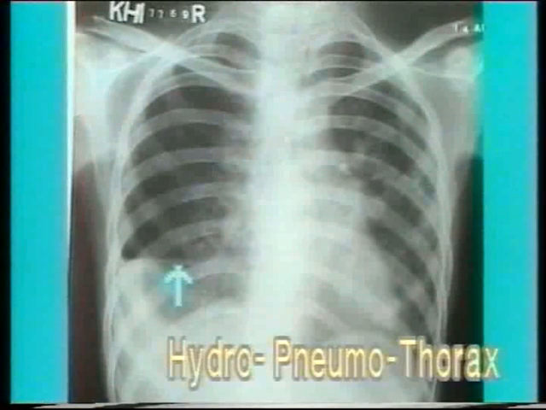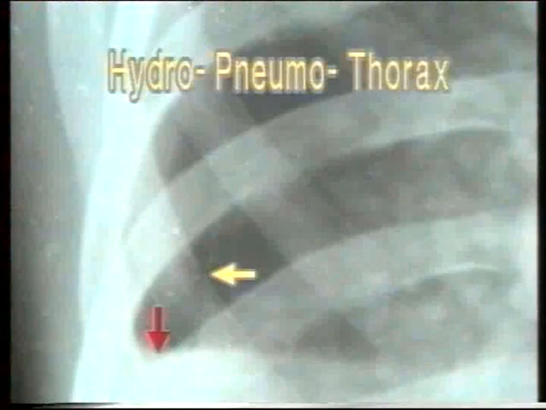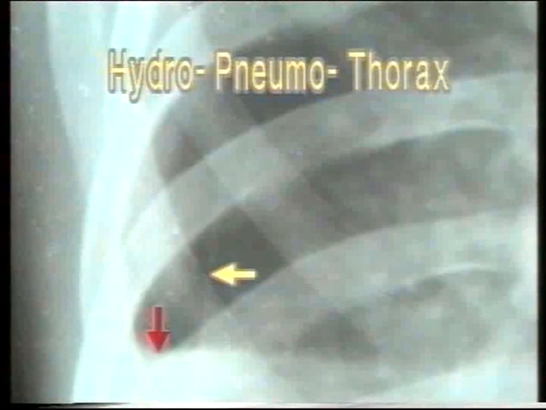This X-ray shows a horizontal fluid level in the right hemithorax which is touching the chest wall laterally. The red arrow shows the horizontal fluid level and the yellow arrow shows the border of the collapsed lung, seen parallel to the chest wall, separated from it by the radiolucent band of pneumothorax. These two lines mark the hydropneumothorax.